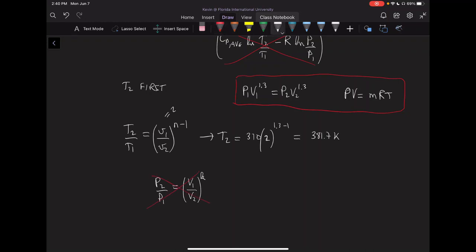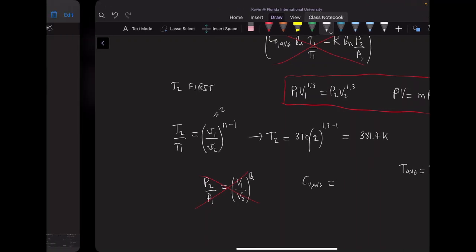But now moving forward, we have temperature 1 and temperature 2, so we can find our CV average. And in order to do the CV average, we have to find our average temperature. So we have a temperature of 310 plus 381.7 divided by 2, which is equal to 346. So our T average is approximately 346 Kelvin, and we're going to round that to the closest value that we have in our tables.